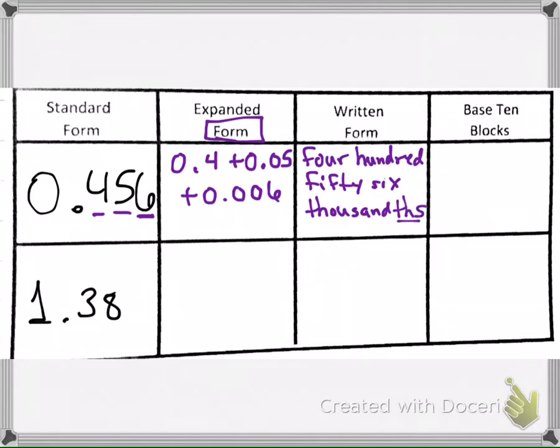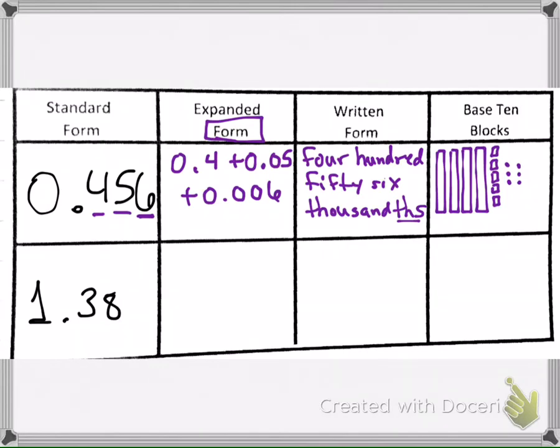And then the base 10 blocks, that's going to be 4 strips, so it would be like this because that's the 4 tenths that we have. And then we have a 5 in the hundredths place, which means we need 5 of these little blocks, 4 and 5. And then finally we need 6 in the thousandths place. So I would draw 1, 2, 3, 4, 5, 6 little dots to represent the thousandths place.